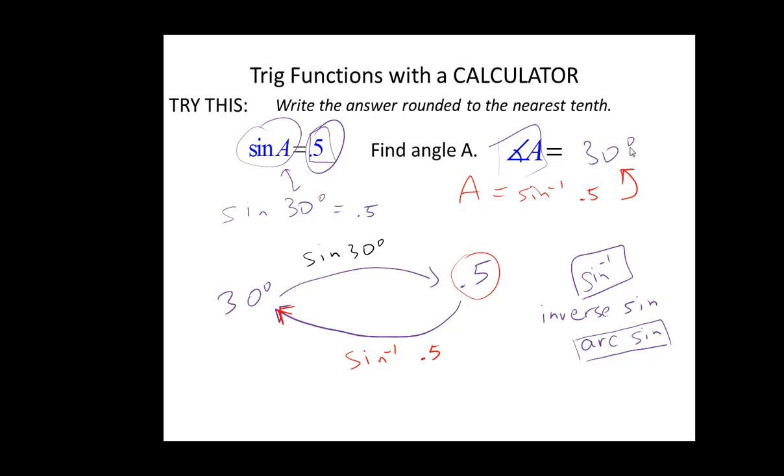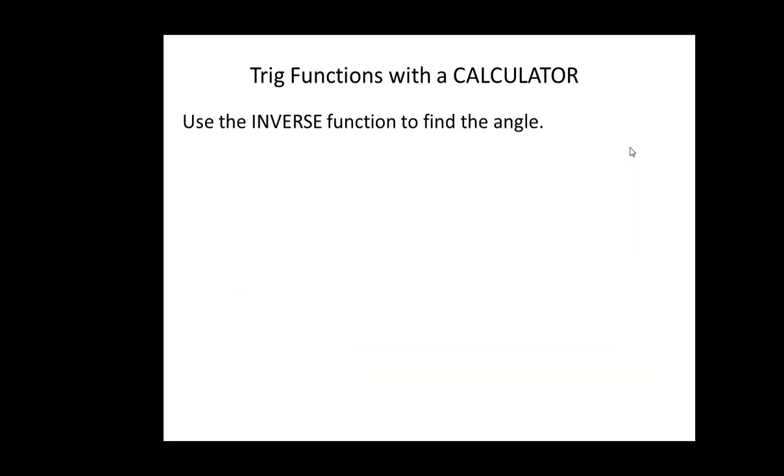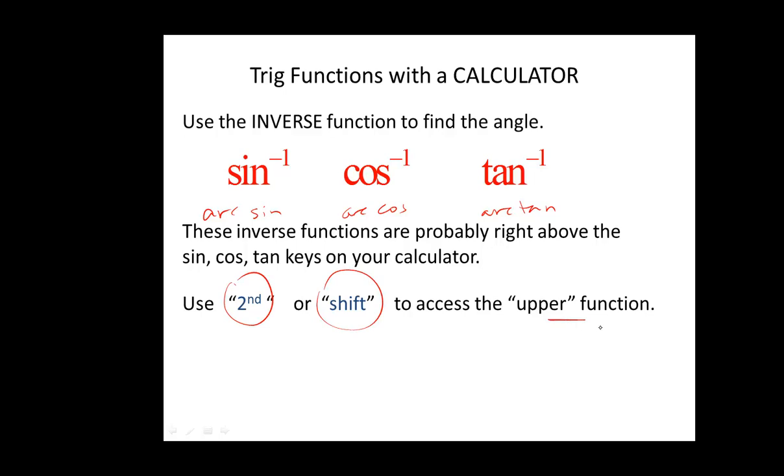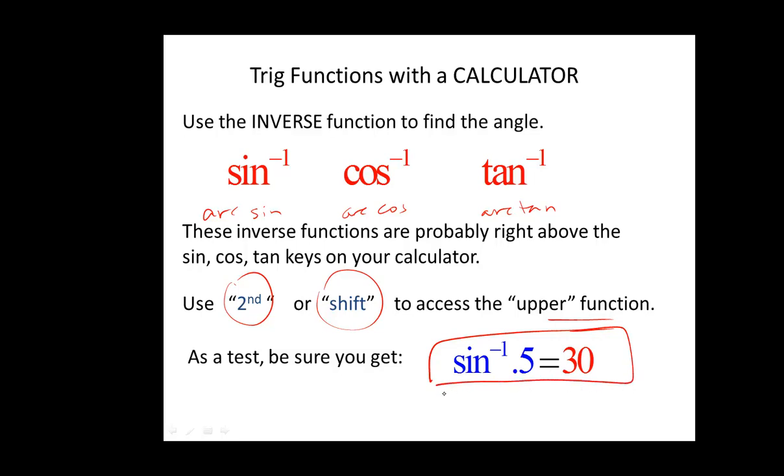And if you're not sure how to do that on your calculator, let's take a look at this. The inverse functions are used to find the angles. Here's what they look like. Possibly on your calculator it might say arcsine, arccosine, and arctan. Those are alternate ways to specify the exact same function. These are probably right above your sine, cosine, and tangent keys. To access the ones that are up above these functions on top, you need to use second or shift to get to that function on top. And just to make sure you're doing this correctly, double check that you're able to get the inverse sine of 0.5 and end up with 30.